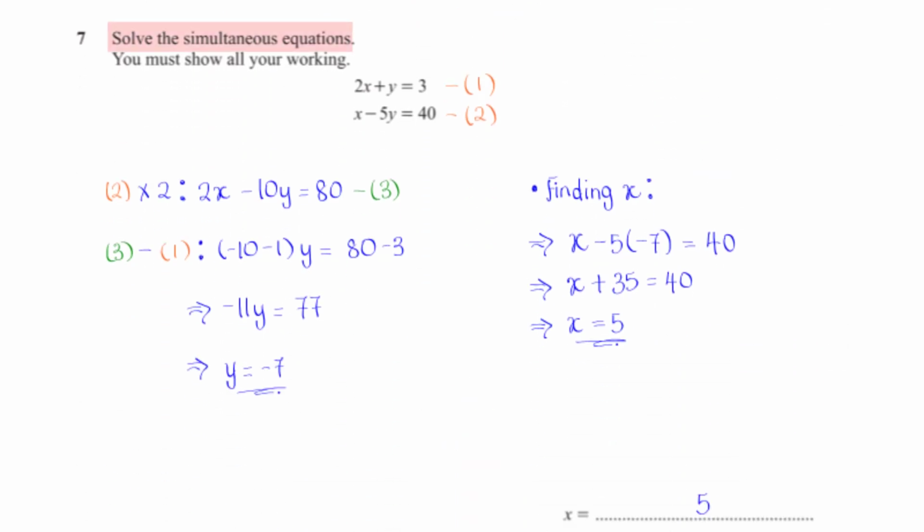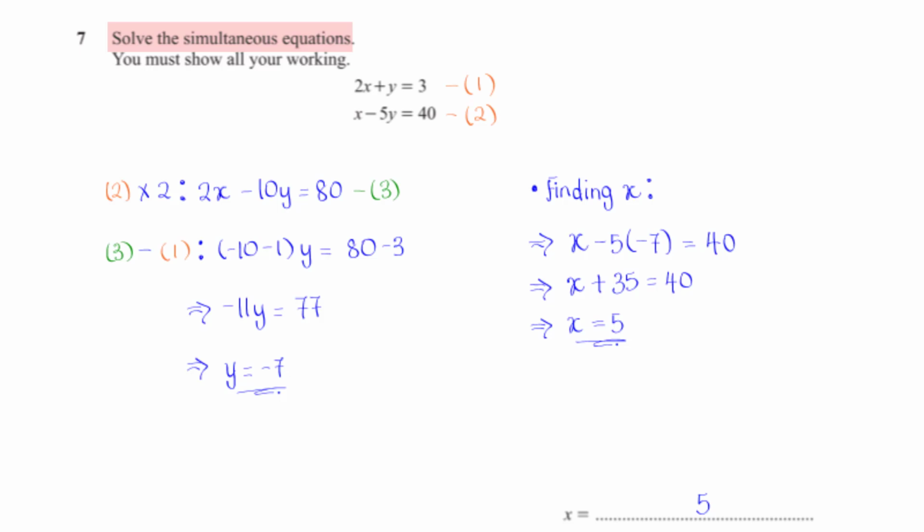Solve the simultaneous equations. You must show all your working. 2x plus y equals 3, x minus 5y equals 40. Based on your preference, you can either choose to use the substitution method or the elimination method to solve the simultaneous equations. In this case, we are going to go through the elimination method.